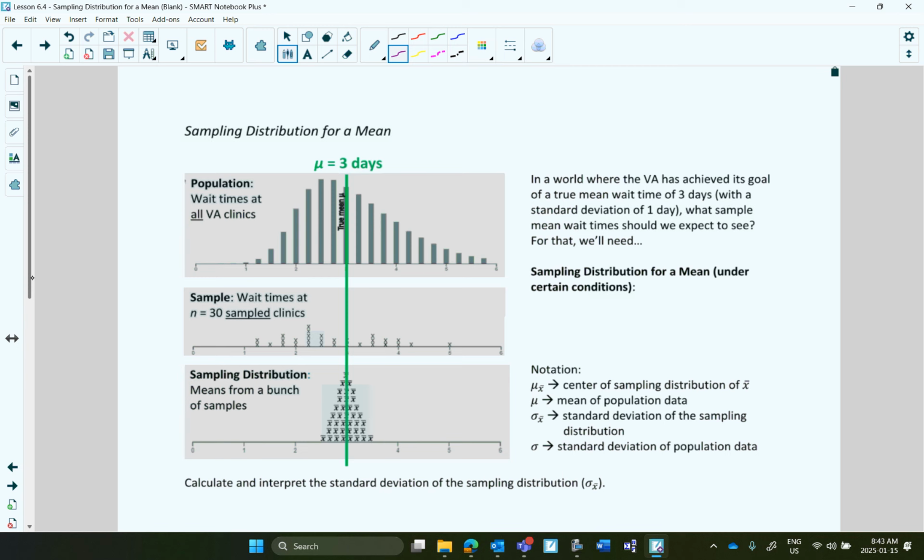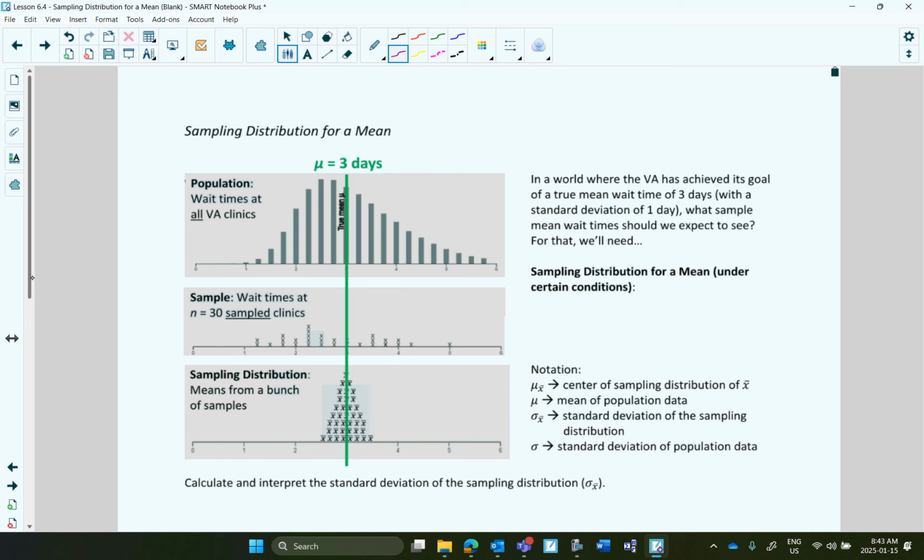So what are things going to look like? Well, we're going to have our population distribution, and it's going to average out to 3 days. That's what the goal is. So we want it to look something like this. Maybe it's going to be slightly skewed to the right. Maybe it's going to be normal. Okay. Maybe it's going to be slightly skewed to the left.